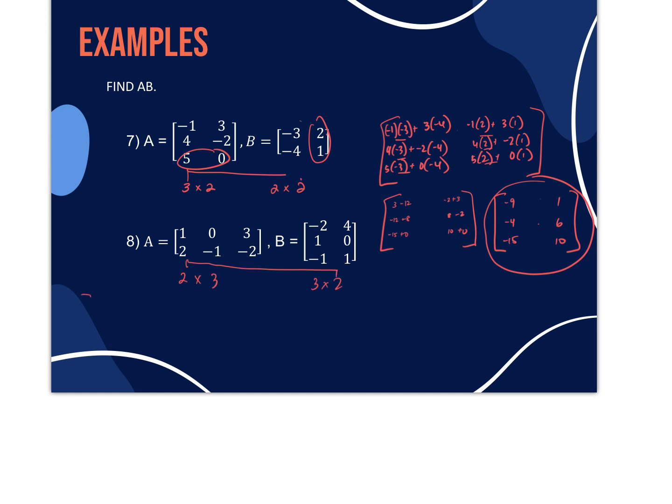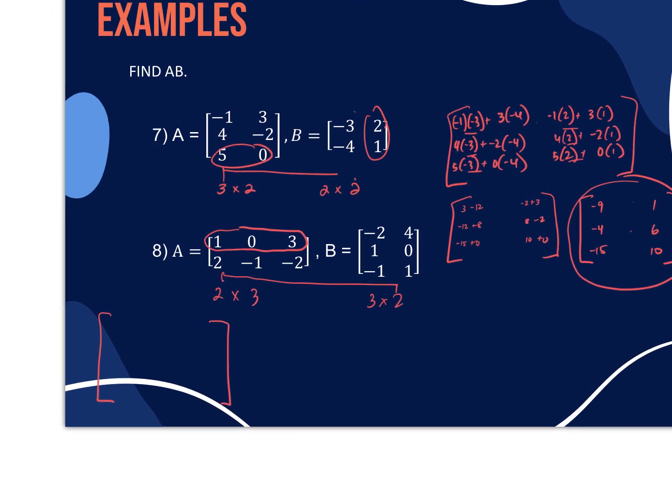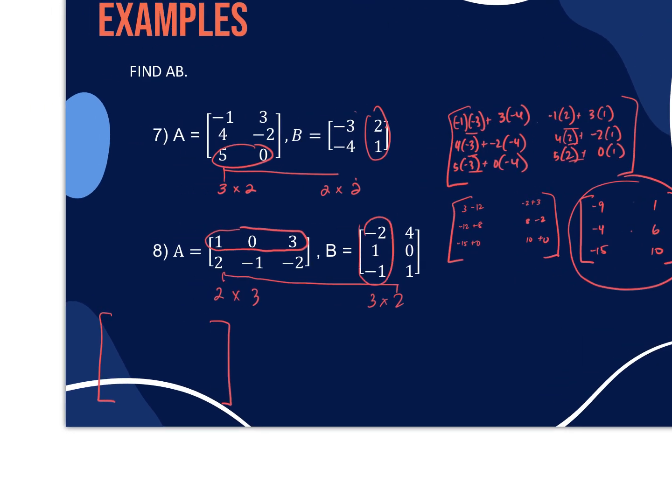So I'm going to start over here, okay, and I'm going to end up with a 2 by 2, and I'm going to start with this row, okay, and this column, okay. So it's going to be 1 times -2 plus 0 times 1 plus, let me give myself more room, 3 times -1.